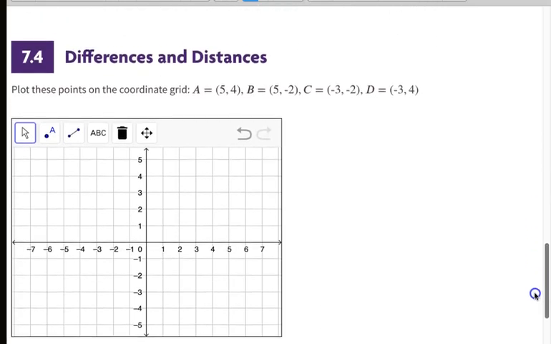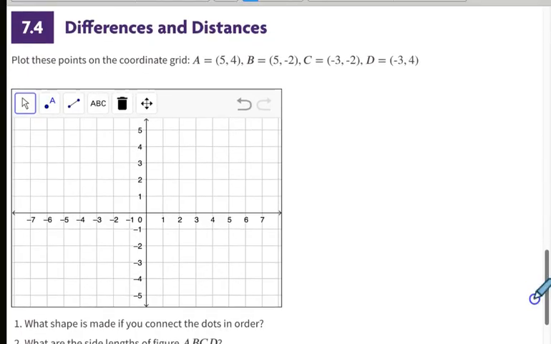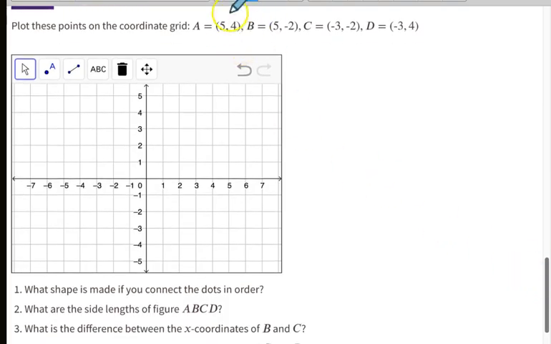This one you could try in your book too. If you go to Unit 5, Lesson 7, it says plot these points on a coordinate grid. So let's do that first. 5, 4. So this first number is always your x, your second number is always your y. Positive 5, positive 4. So over 5, up 4, and put a point.